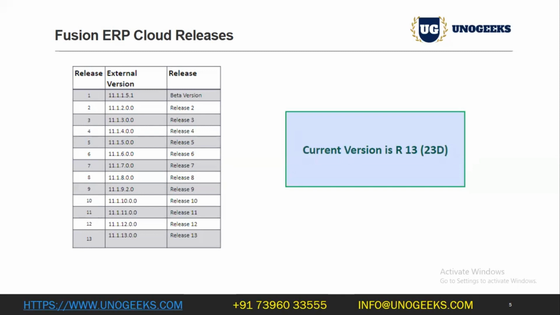Currently, we are in 24A. So here, initially the version was like release 2, 3, 4. Earlier the versions were like that. Now currently we are in release 13 and 24A. So what is the use of releasing the latest features every quarter?